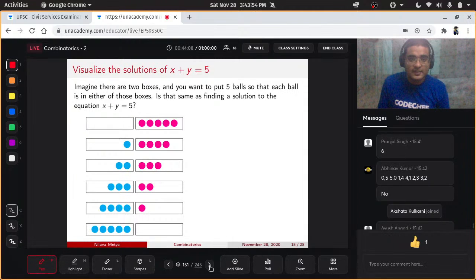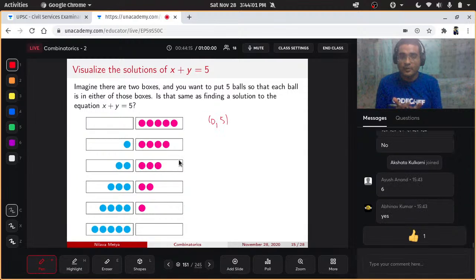So this corresponds to what? 0, 5. Right? Can I get some thumbs up if you have understood how they are related? Okay, yeah, this sounds good. Okay, they are related somehow.